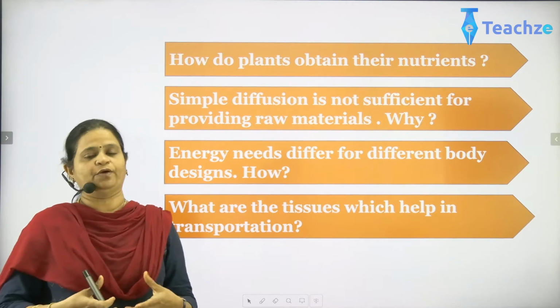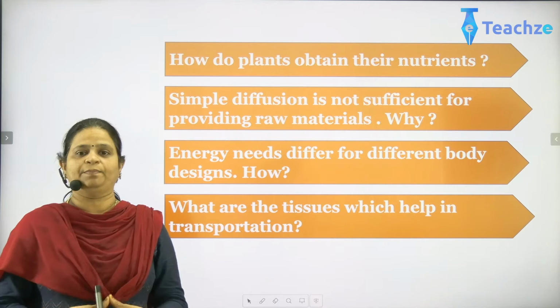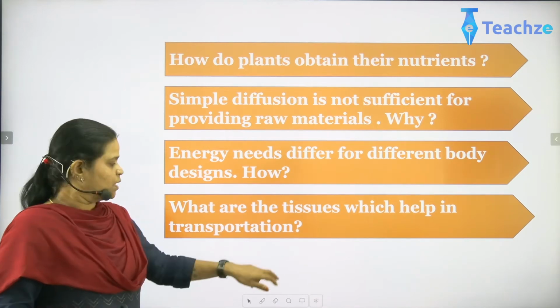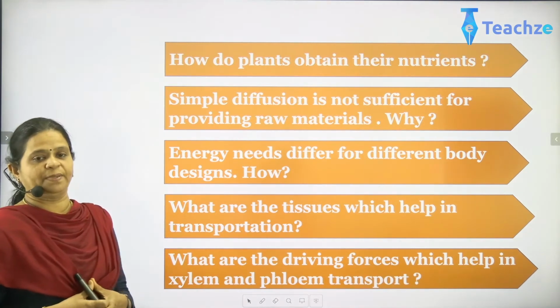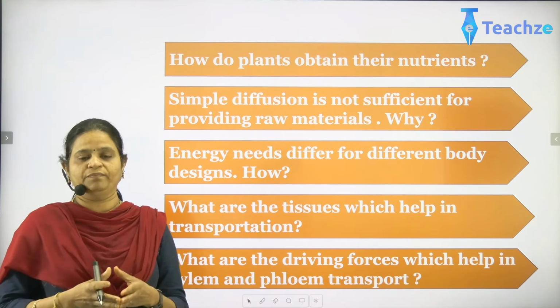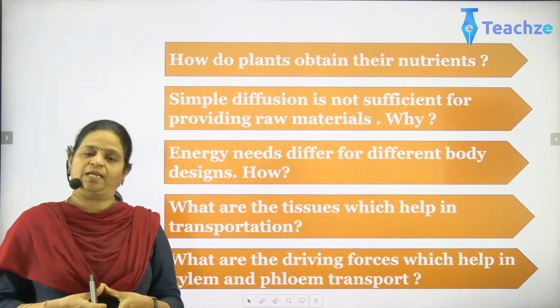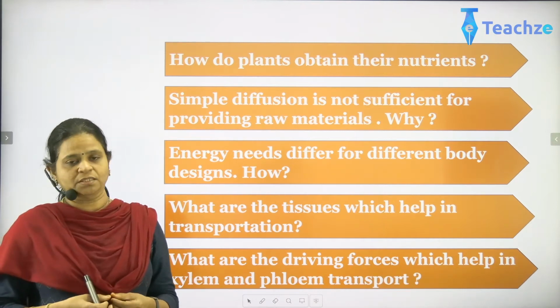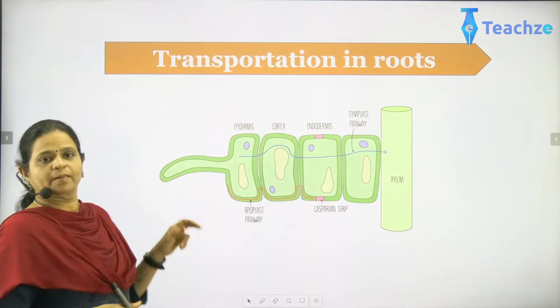You need some way of communication. So what are those specialized tissues which help in doing this process? The last one will be what are the driving forces which help xylem and phloem to transport. Xylem and phloem are the major conducting tissues, or the vascular tissues, which help in transportation. So taking this forward, let's go to the interior of the aspects.